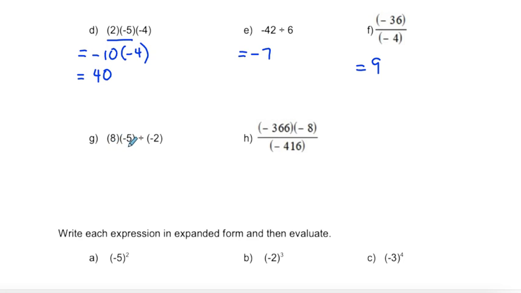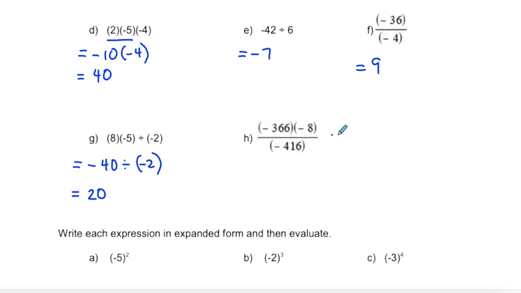What happens when I have, again, multiple operations in one equation? Well, I need to follow order of operations. So 8 times negative 5, that's a positive times a negative, which is a negative, and 8 times 5 is 40. And I'm dividing by negative 2. So I have a negative divided by a negative, so my final answer will be a positive, and 40 divided by 2 is 20.